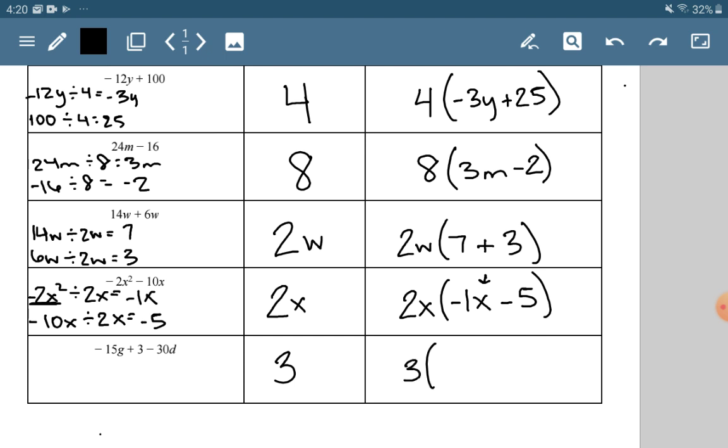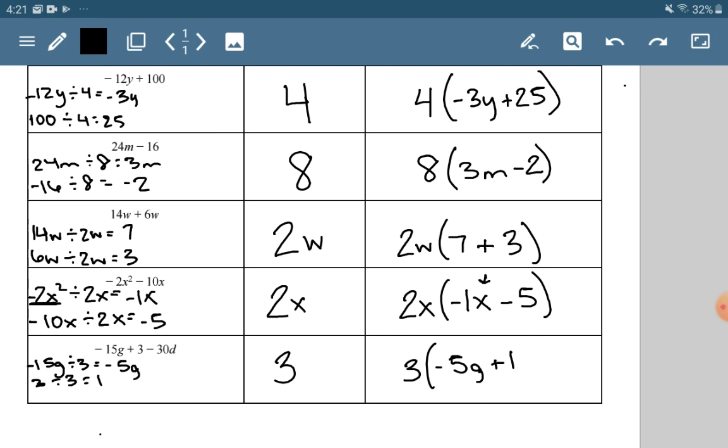I am going to go through with my division. So I'm going to start with my negative 15G divided by 3. Negative 15 divided by positive 3 is negative 5. And I still have the G there. I did not pull any out this time. So I'm going to write negative 5G inside the parentheses. I have a positive 3 divided by a positive 3. 3 divided by 3 is a positive 1. Since it's a positive, I'm going to put plus 1.